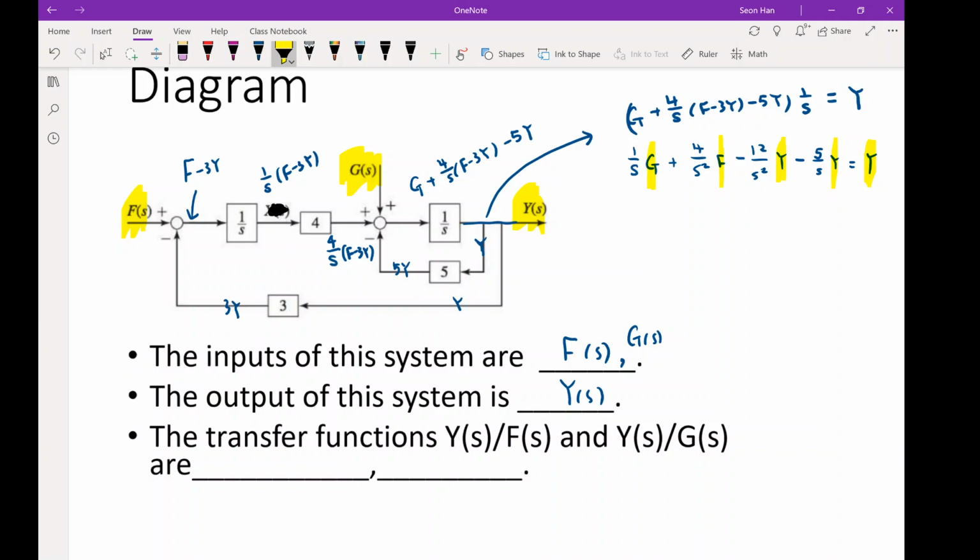Here I'm trying to highlight the inputs and outputs. Now what do you have to do in your next step? You solve for Y, so you collect all the Y's. You have Y times (1 plus 5 over s plus 12 over s squared) equals, leaving everything else on the other side, 1 over s G plus 4 over s squared F.